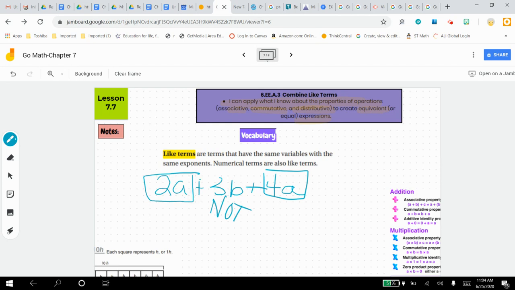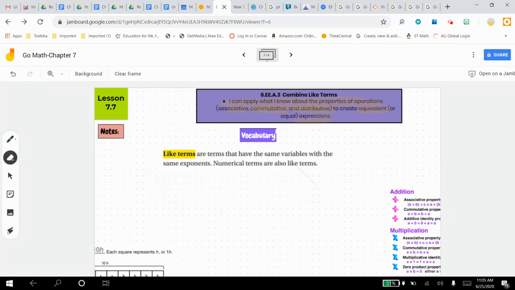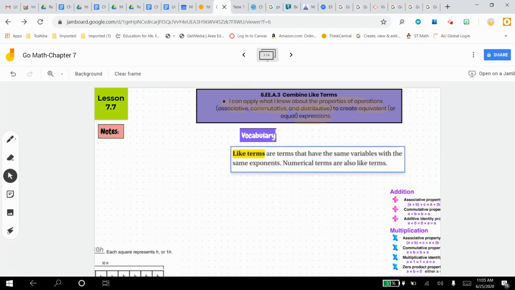Are you getting it so far? Remember, it does matter if they have exponents. That changes the value. I want to make sure that you understand this because the whole key to this lesson is being able to put together like terms.